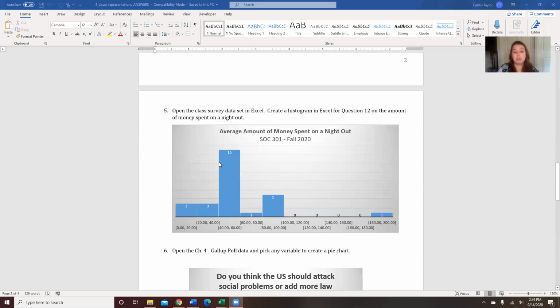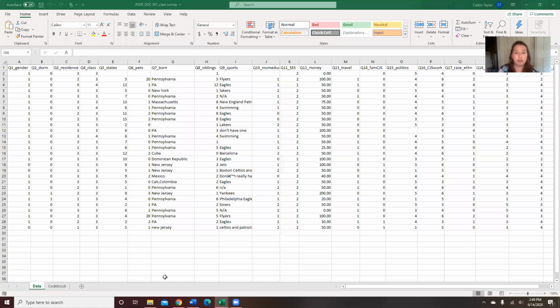5 then, now we're switching to doing some of the visual representations in Excel. So this one is using our class survey data and asks you to create a histogram for amount of money spent on a night out. Again, lots of different things that you could do here. Get creative playing around with some of the styles, but here is the general idea, or a review of what to click through for this.